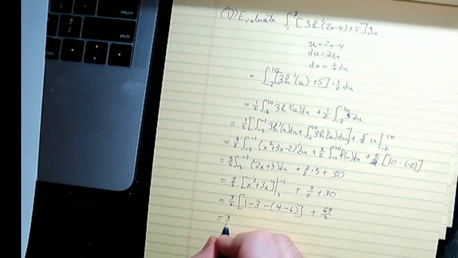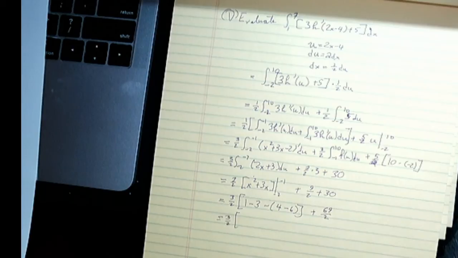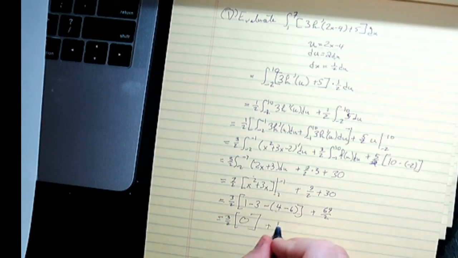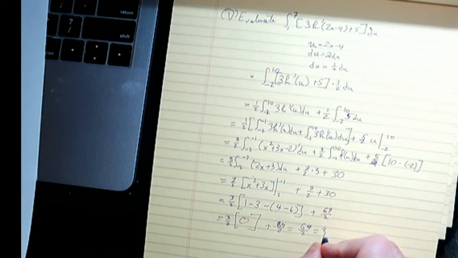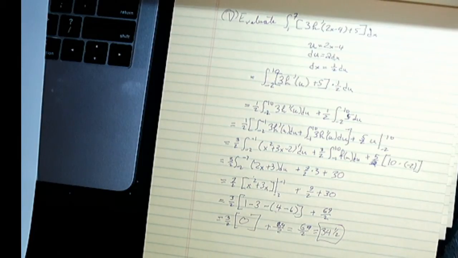That's 3/2 times, that's minus 2, so that's plus 2, so 3. That's 3. That's plus 2, plus 1 is 3, minus 3 is 0. Goes away. So our final answer is 69 halves, better known to its friends as 34 and a half. Nice that we give a nice human answer at the end of the problem.